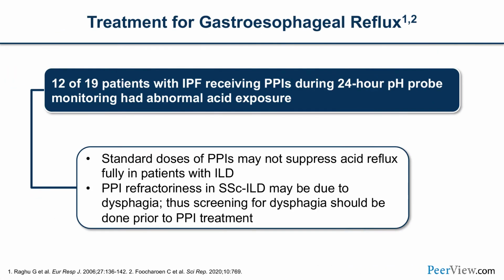So that suggested that we may not be treating adequately the acid reflux with just standard doses of proton pump inhibitors. We also have further data in other studies that proton pump inhibitor refractoriness may occur in systemic sclerosis-related ILD due to the dysphagia. So thus, screening for dysmotility is as important as screening for gastroesophageal reflux.